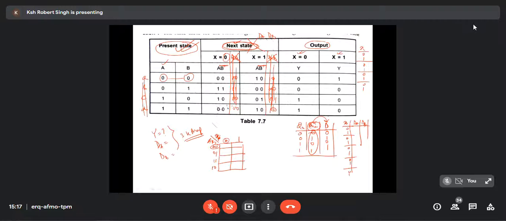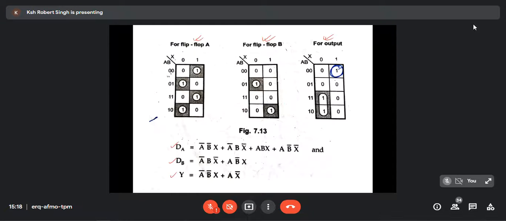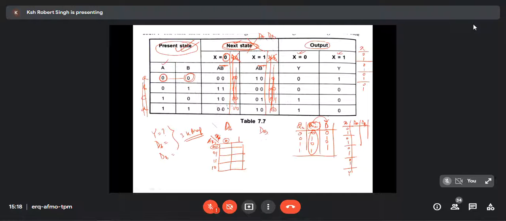When A is 0, B is 0, when X is 0, what should I fill here? This is, for example, finding the expression for D flip-flop A. The same will be done for D flip-flop B, and the same for the output, as I have told. So the same 3 K-maps will come, and I have to fill all these things.